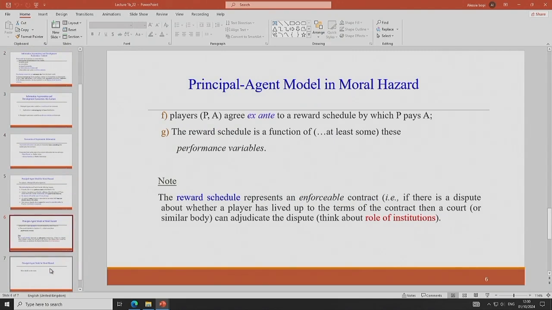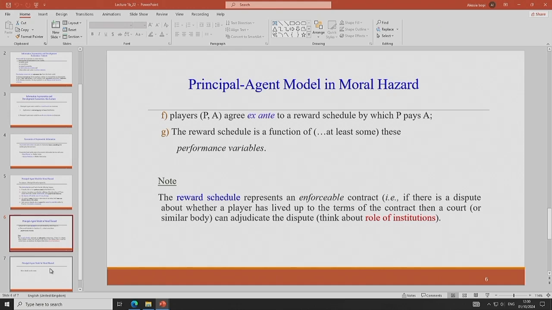As we already anticipated, both players agree ex ante. Do you know what ex ante means? It means before. Okay? So we agree before to a reward schedule. If you succeed, you will be paid 100. If you do a bad job, you will be paid 20 or 0. And this is very clear from the very beginning.